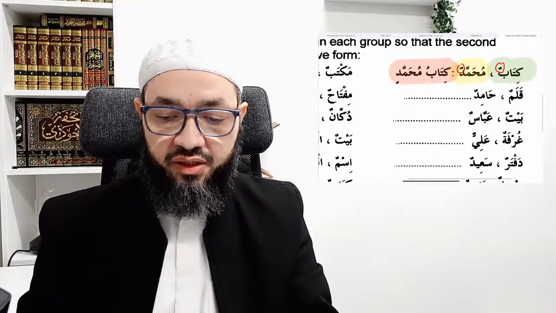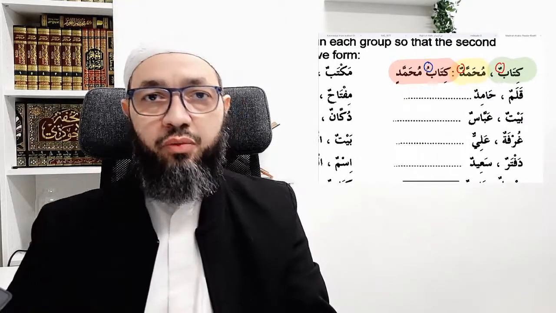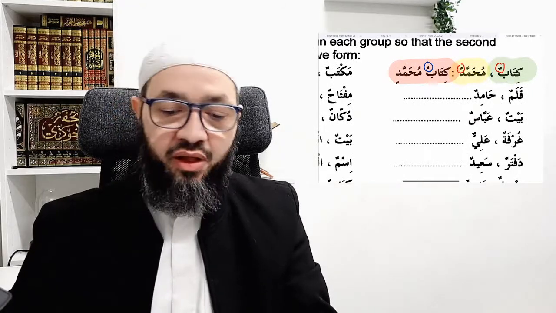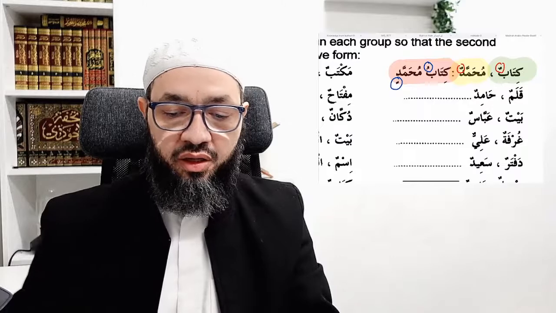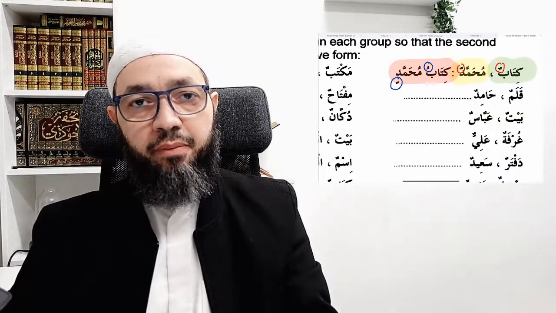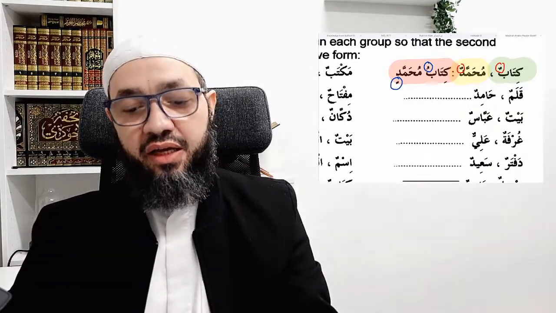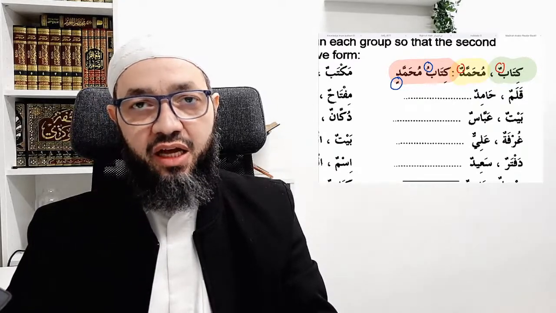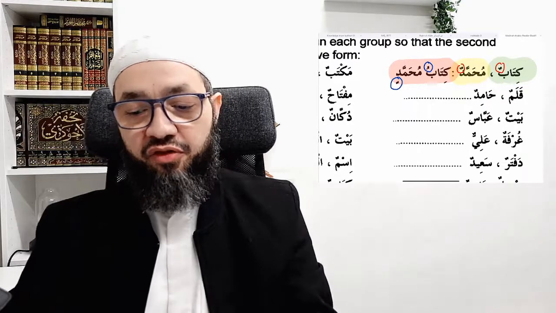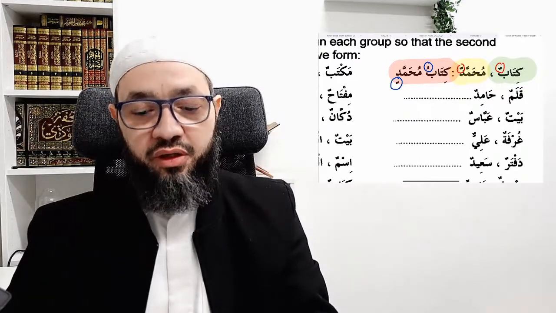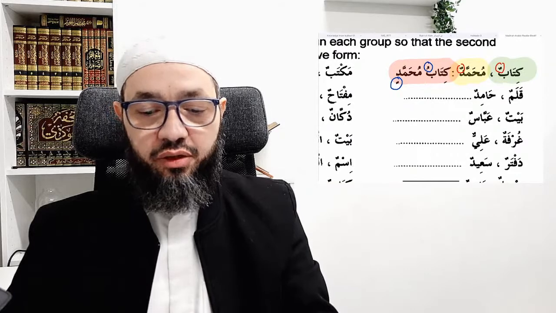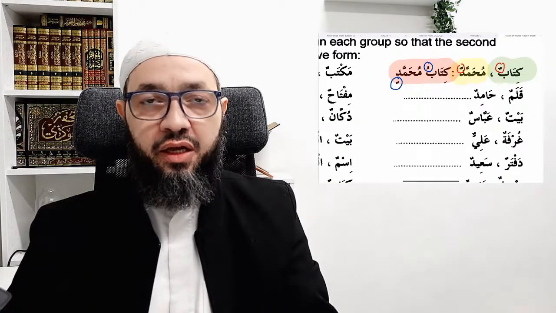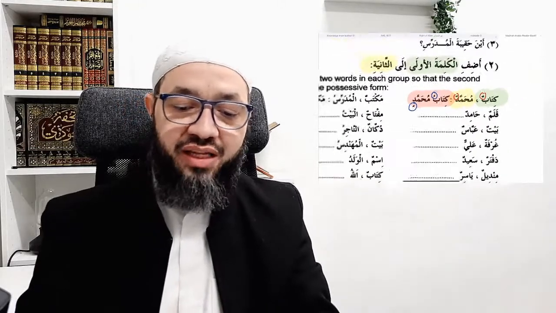The first change, you drop the tanween on the first word. It no longer has a dhammatain, it has a single dhamma. And on the second word, it now changes to a majrur ending, i.e. in this case the majrur ending is a kasra. So it's kitabu Muhammadin, where before it was Muhammadun. So the case endings changed. Again, the rule for mudaf ilayh is that it's always majrur. So you can write that down as a rule.